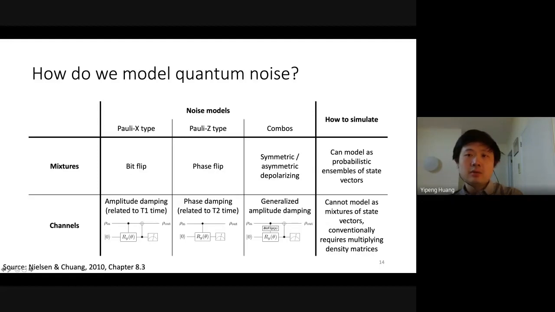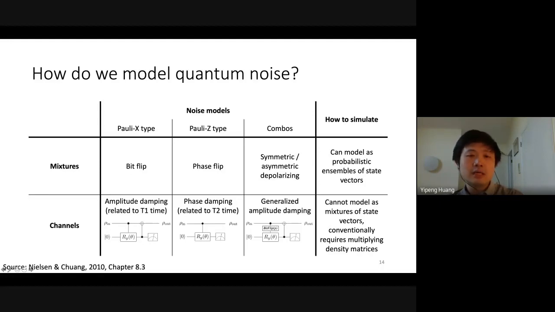One thing to note about this type of simulation is that you can think of these as gates, and so you can simulate them as ensembles of state vectors. So in some sense, these mixture types, this first row here, are an easier type of quantum noise to simulate. Okay, so now I'm going to move on to the second row here.